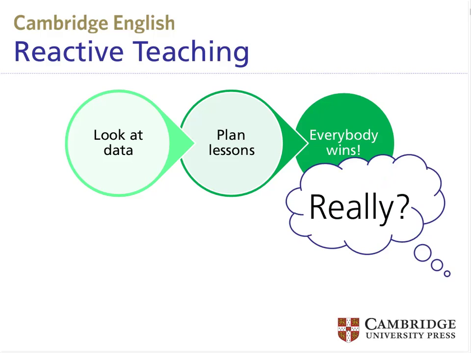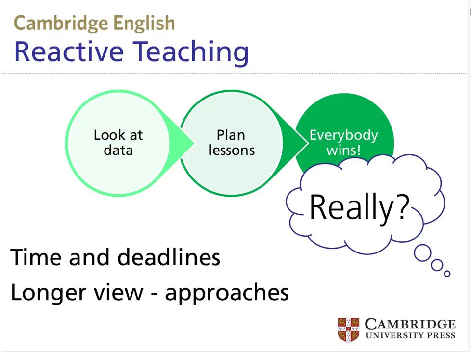So there are two different ways that we need to approach this to make the data really work for us. So, time and deadlines. The data is important, but you need to get it in time to be able to plan a lesson. And then we're going to look also at taking a longer view, rather than a lesson-by-lesson approach, changing our approach in general to something a little bit different from what we've done before, that might reach more of our students.